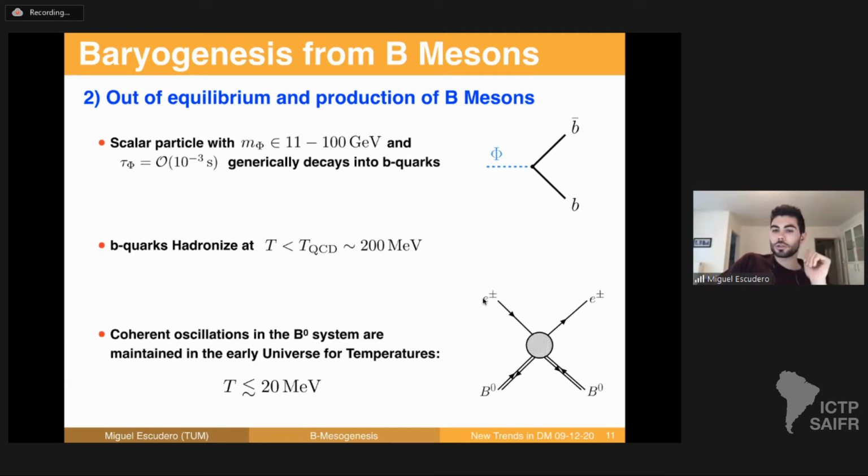And it's completely dangerous if we want to use the CP violating oscillations of B-mesons to generate baryogenesis, because these interactions could decohere the oscillations. But we explicitly checked that that doesn't happen for temperatures below 20, 30 MeV. That's why we need to live in this 20 MeV temperature region.